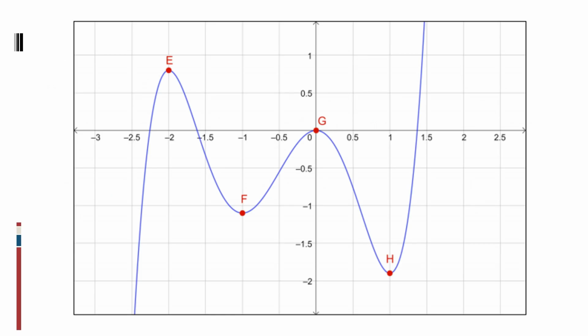Let's consider this graph. By visual inspection, we can see that f prime of x equals 0 at E, G, F, and H. We can also see that at E and at G, f double prime of x is negative kasi concave down siya. At F and H, f double prime of x is positive kasi concave up siya. Thus, we expect the local maxima to occur at E and G, while we expect local minima to occur at F and H. Ngayon, gamitin natin yung second derivative test to show this.